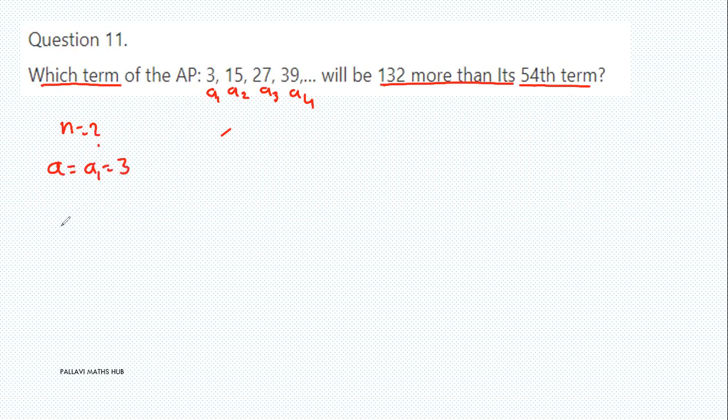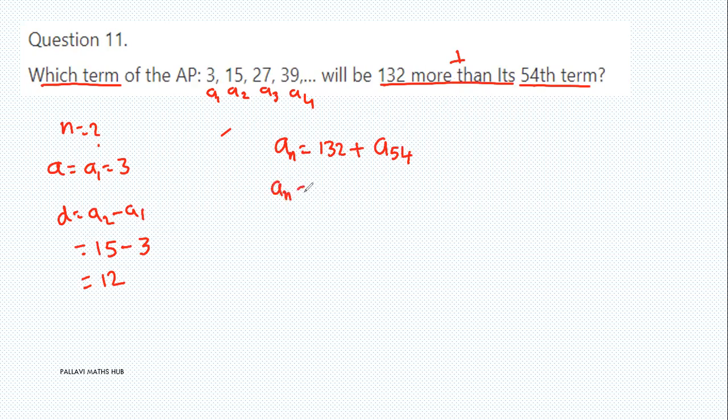Next, you need to find out the common difference. What's the formula for common difference? D is equal to A2 minus A1. The value of A2 is 15 minus A1 is 3. 15 minus 3 is 12. And you need to find out n. And also it is given 132 more. More means increase, which means plus. Is it right? So An is equal to 132 more means plus the 54th term, A54. Okay. So you substitute the values.